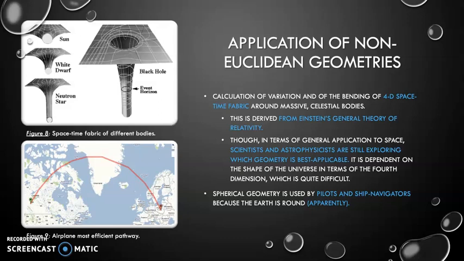But on a much simpler and smaller scale on Earth, pilots and ship navigators use spherical geometry because the Earth is apparently round. If you look at figure 9, this path is much shorter than a straight line, or what we would consider a straight line, between Canada and Germany.